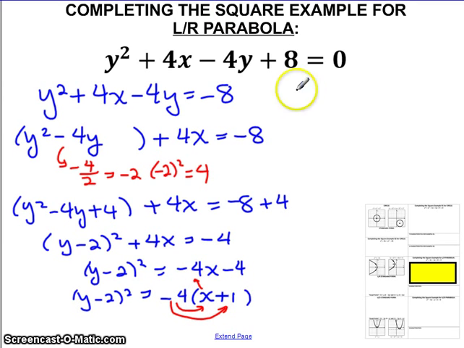And so again, what's important here is that I have parentheses with y plus or minus a number, parentheses with x plus or minus a number, and then it turns out that this is going to be an important number for us in the standard form as well, the number outside.